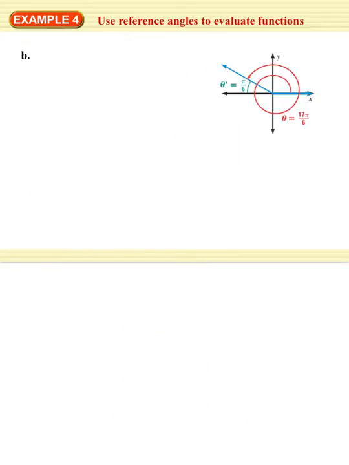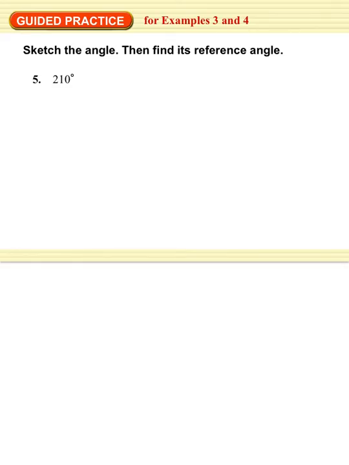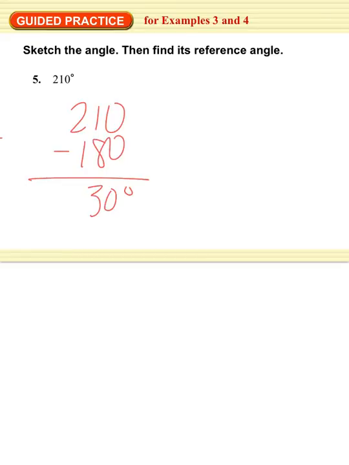Nope, I already did this one. Sorry. All right, let's try sketch the angle and find the reference angle. So if I look at 210, I've got 180. This is 270, so I've gone too far. So 210 is going to be in quadrant 3. 210 minus 180 is 30. So my reference angle would be right here, 30 degrees.